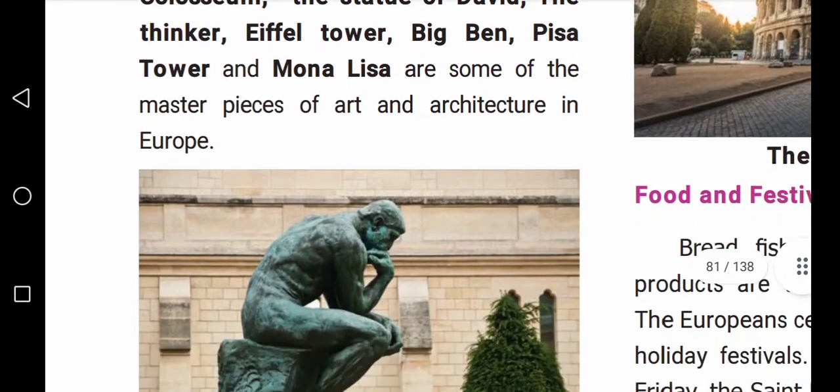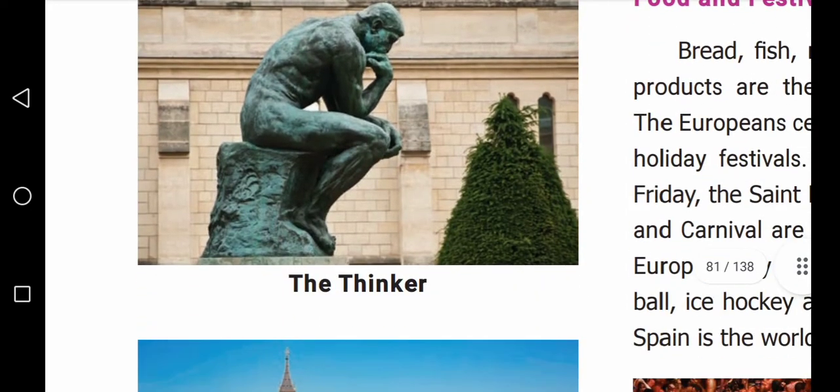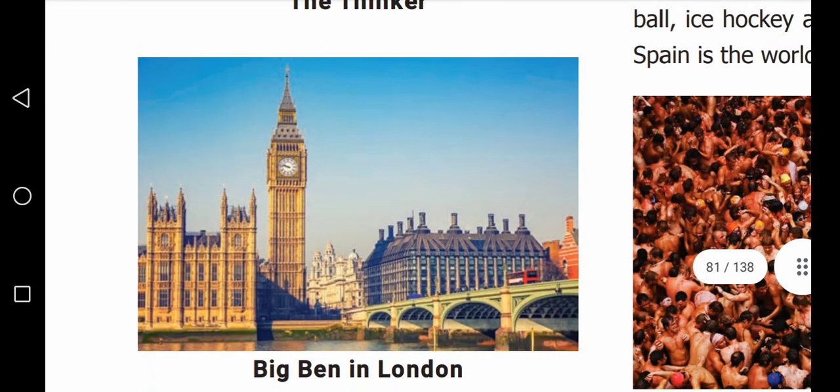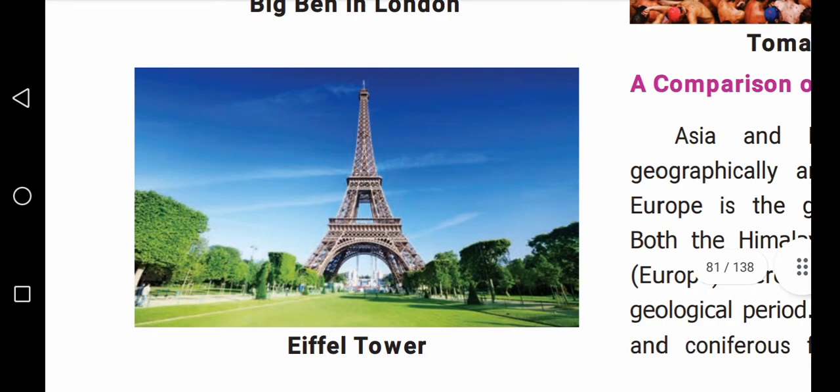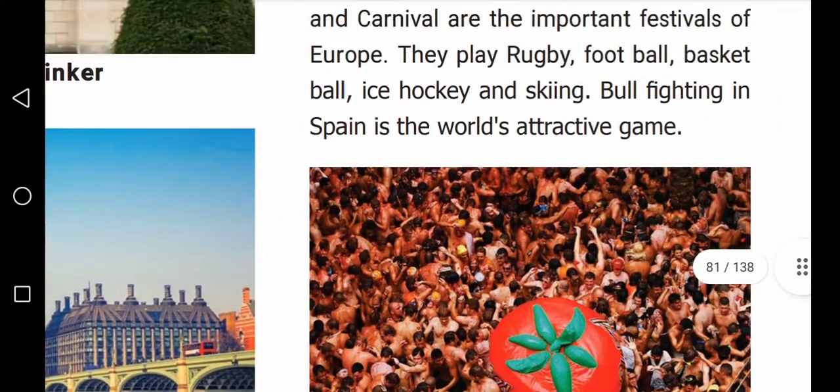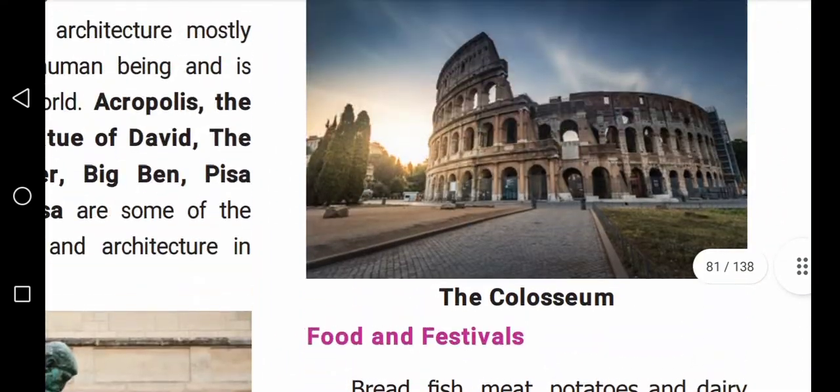So, this is the Thinker. Next one, Big Ben in London. It is present in London. Next one, Eiffel Tower. Eiffel is a very important monument in the European countries. Okay, next one, the Colosseum. This is also one of the famous art and architecture.